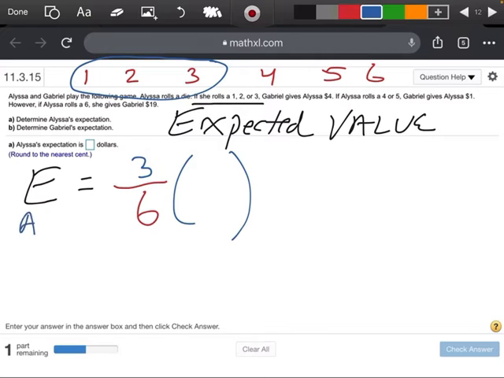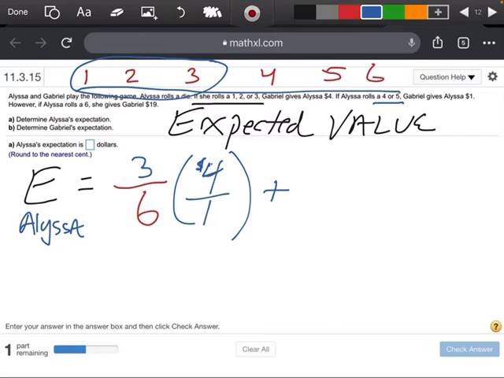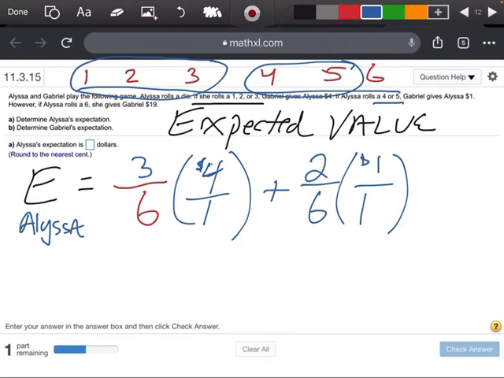And guys, this here is going to be for Alyssa, okay? So if she rolls a 1, 2, or 3, she's going to get $4. So I'm going to put that amount right here, $4, and I'm going to write it as 4 over 1 because I have fractions, okay? Now let's do the second part. What happens if she rolls a 4 or 5? So again, out of these 6 numbers, how many of them are 4 or 5? Well, 2 of them are, right? 2 out of 6. And if she rolls a 4 or 5, she's going to get $1. So I'm going to put this as $1, again, over 1.